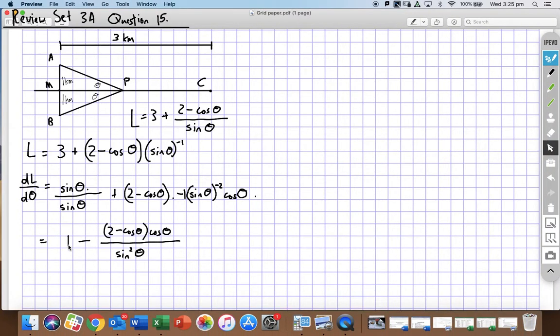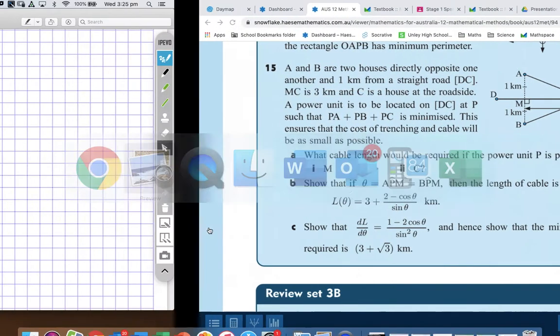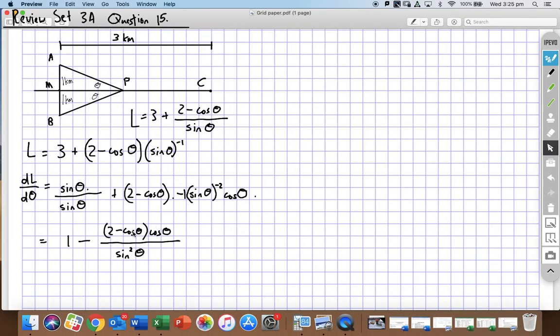So the first thing is that they've got this 1 on a sine theta. I've just got a 1 by itself. And then it said minus 2 cos theta. Well, over here I've got a cos squared. We're going to need to do a bit more work here.